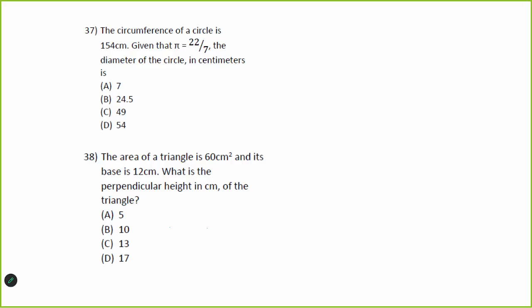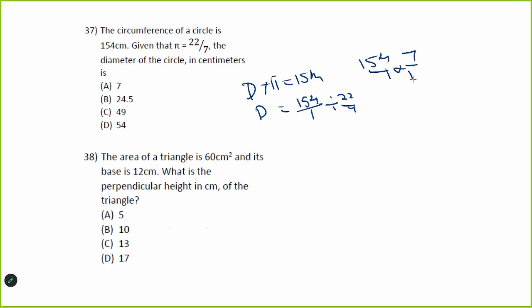This one here, the circumference is 154. The diameter times pi is 154, right? So diameter would be 154 over 1 divided by 22 over 7. 154 over 1 multiplied by 7 over 22. 22 into, we used 2, which we got 11 here, and then 2 could go into 77, and 7 sevens are 49. I remember doing this.